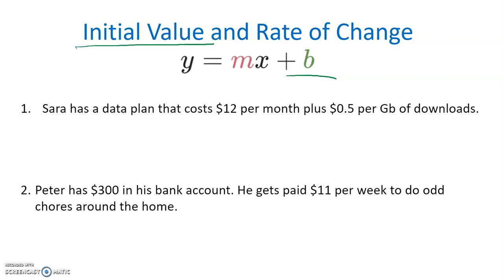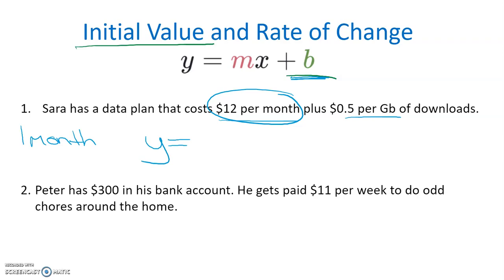So question 1 says Sarah has a data plan that costs $12 per month plus 50 cents or half a dollar per gigabyte of downloads. Now this is slightly tricky because it has per twice. But if we have a look at how much we pay for 1 month, then how much we pay for 1 month is fixed at $12. So that has to be our initial value or our B, our y-intercept. So we have y equals something x plus 12. And then this is the one that can change in that 1 month. So our slope must be 0.5.